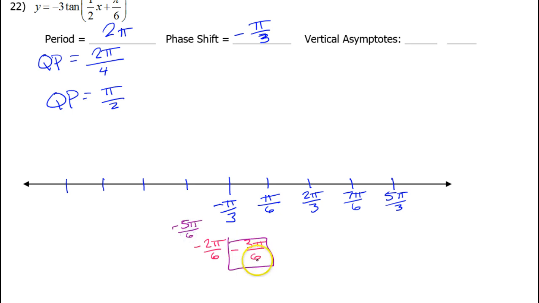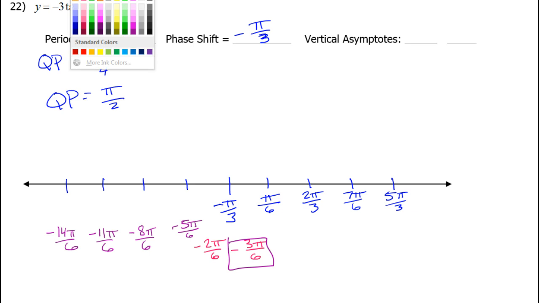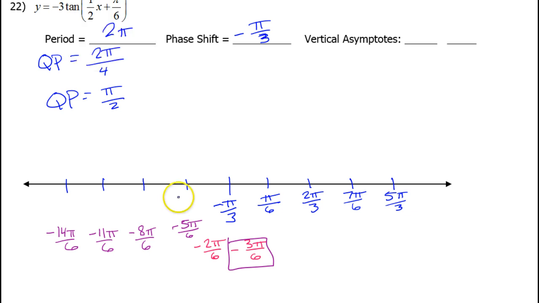Alright, if I do negative 3 pi over 6 again, that's going to be negative 8 pi over 6. Negative 3 again, that would be negative 11 pi over 6. Negative 3 again, that would be negative 14 pi over 6. Now I'm just going to reduce that which can be reduced.